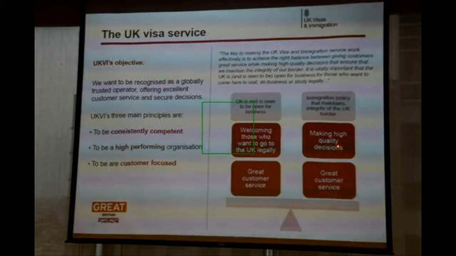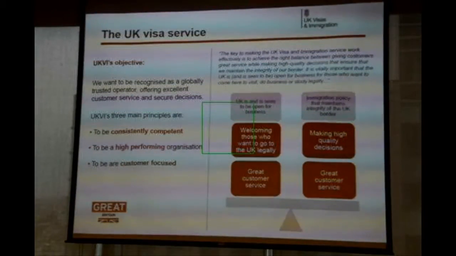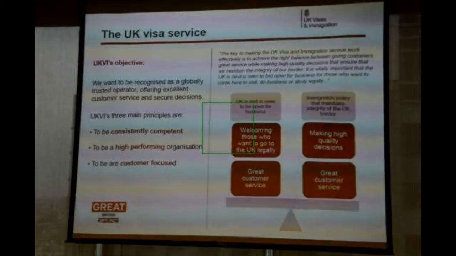We want to make high quality decisions, which means that in order to make high quality decisions, the applications have to be of good quality. And again, that's one of the reasons why we're here, to help you to understand the processes and to help your customers and your clients, the students that are going to the UK, to get those applications approved.